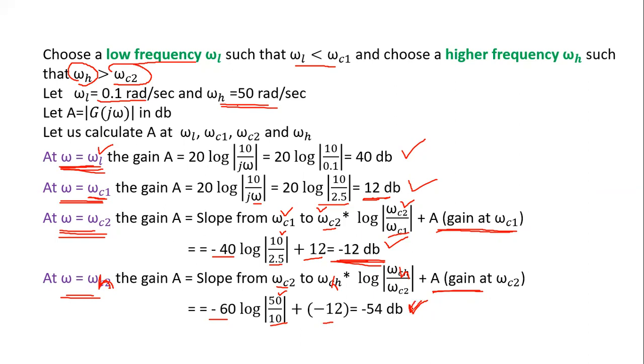Now we know the corner frequencies with respect to the gain. If we draw this, that is called the magnitude plot. So now the magnitude plot calculation part is over.